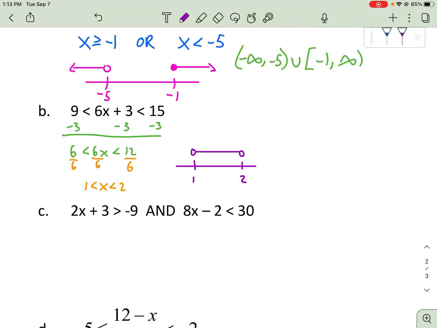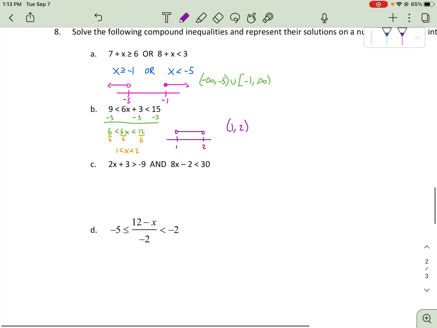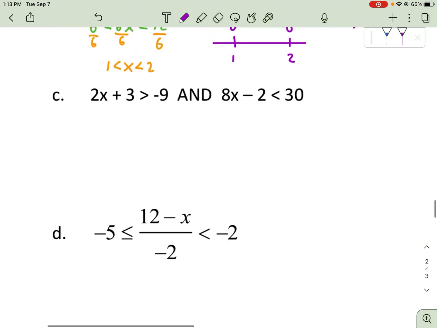So our solutions look like that. And that's where our interval notation is just between two numbers, so it's going to be from 1 to 2. And neither of those solutions are included. So it's parentheses, not brackets.